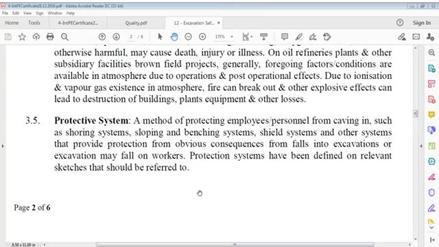Protective system: a method to protect employees and personnel from caving in, such as shoring systems, sloping and benching systems, shield systems and other systems that provide protection from obvious consequences of falls into excavations or an excavation falling onto a worker. Protection systems have been defined with relevant sketches.